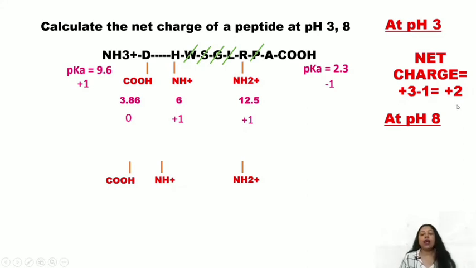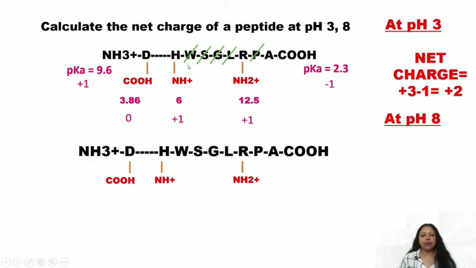Correct? Now let's calculate at pH 8. What will be the charge of the peptide at pH 8, the basic pH? So we need to write the structure of the peptide, or the sequence of the peptide, again here with its ionizable R groups and crossing out all the non-relevant amino acids. Then note down the pKa values of the amino and carboxyl groups and the side chain groups. Correct? Now we just need to compare the pH and pKa values.